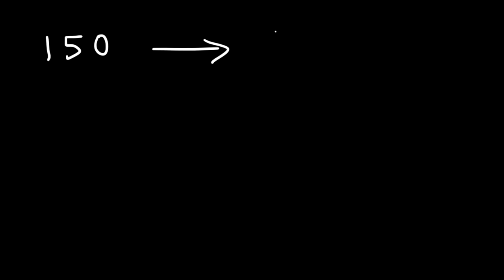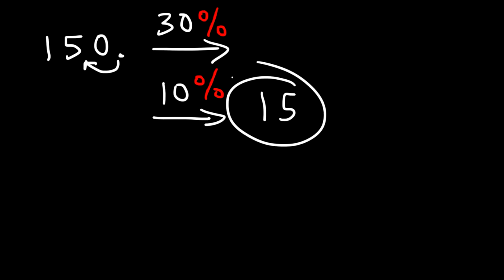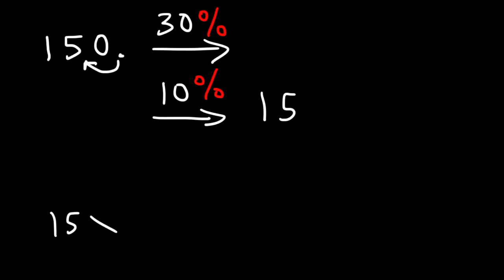So let's say we have 150. What is 30% of 150? Feel free to pause the video and try. So first I'm going to find 10% of 150. Let's move the decimal one unit to the left. 10% of 150 is 15. So what's 30% of 150? Well, to go from 10% to 30%, you need to multiply by 3 because 10 times 3 is 30. So what we need to do is multiply 15 by 3. 15 times 3 is 45. And so 30% of 150 is 45.